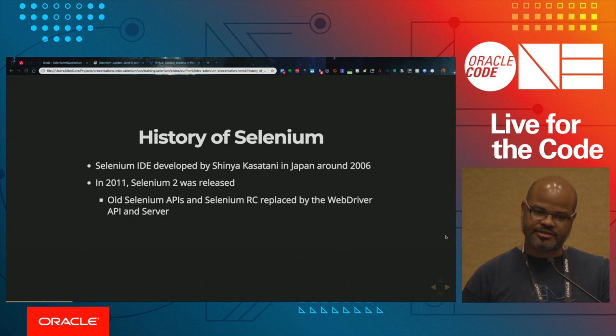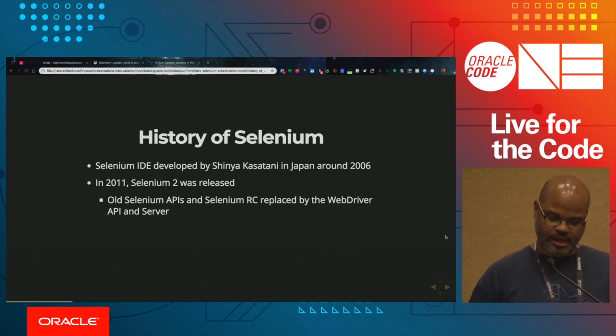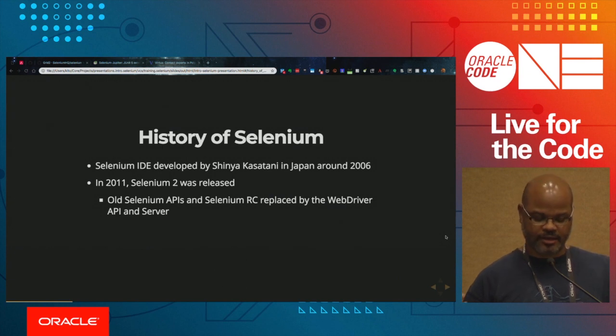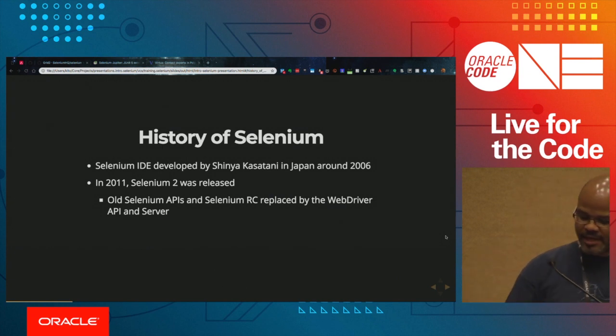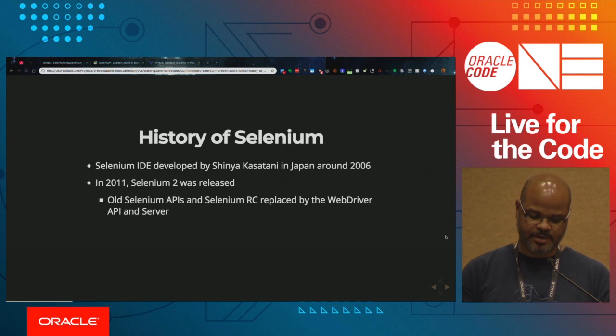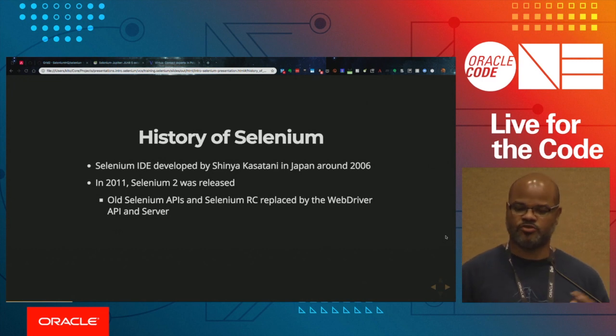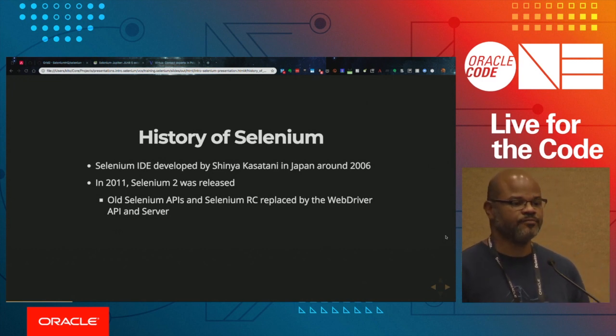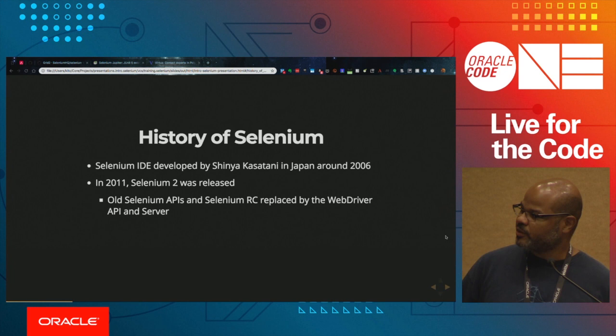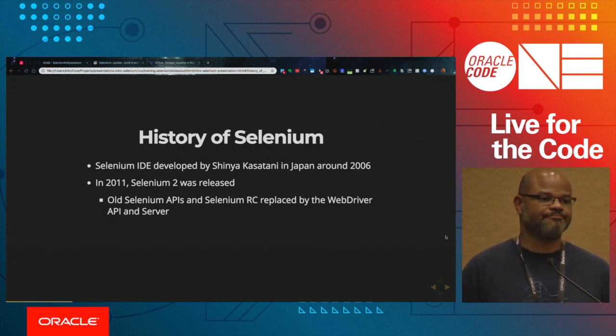In 2011, Selenium 2 was released. This is pretty much the basis of what we are working with now. Some of the old Selenium APIs and Selenium RC were replaced by the WebDriver API and server. So when you hear WebDriver, that's also a Selenium project. Usually when you talk about Selenium, you're really talking about Selenium WebDriver.